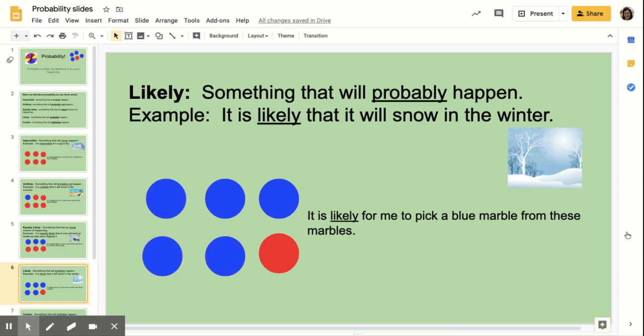If I say something is likely, it probably will happen. An example is it is likely that it will snow in the winter, depending where you live. So if I had these marbles in a bag, it is likely for me to pick a blue marble because there's mostly blue.